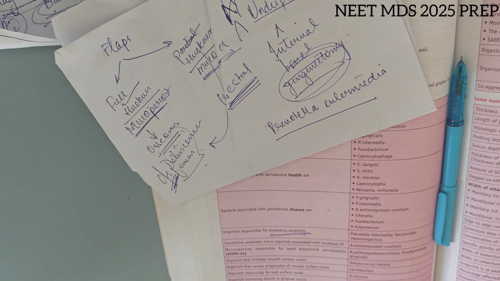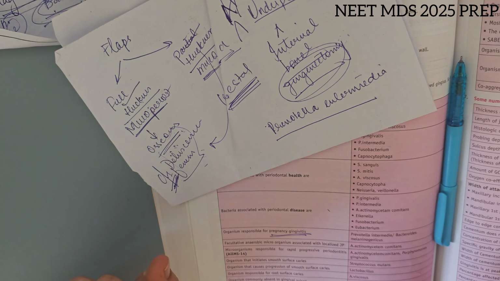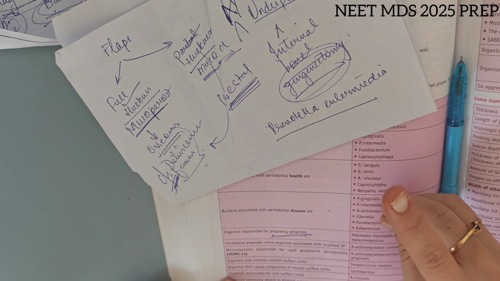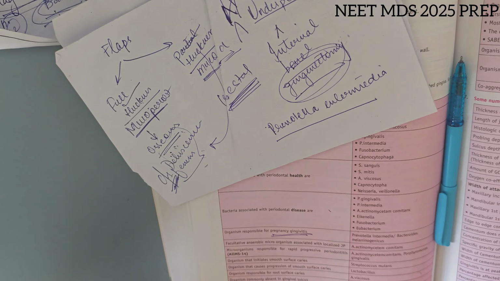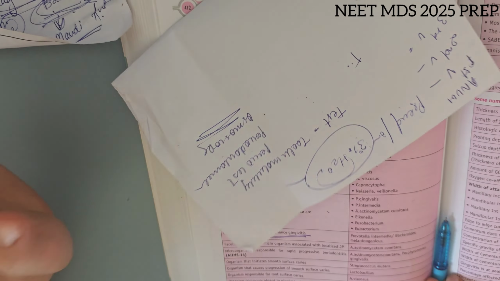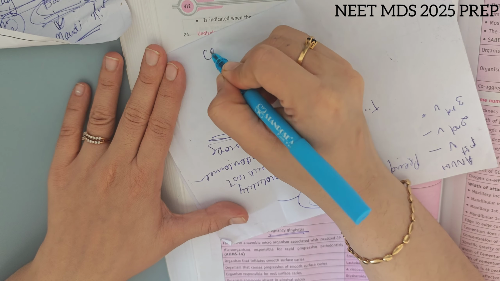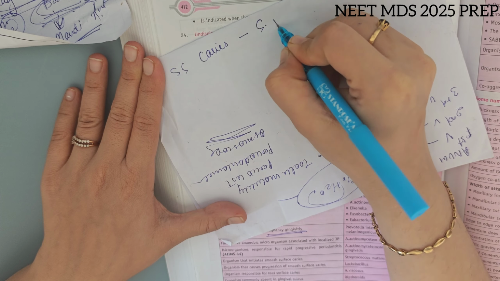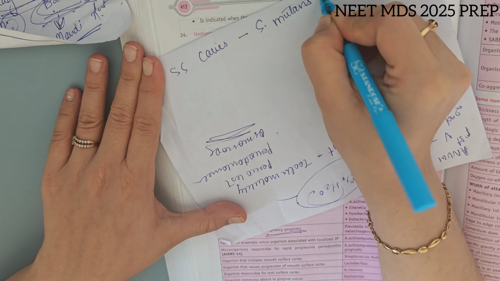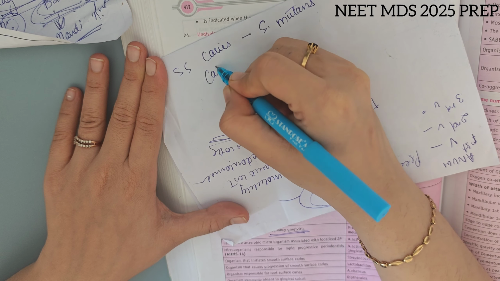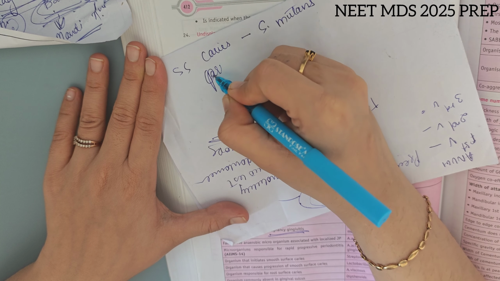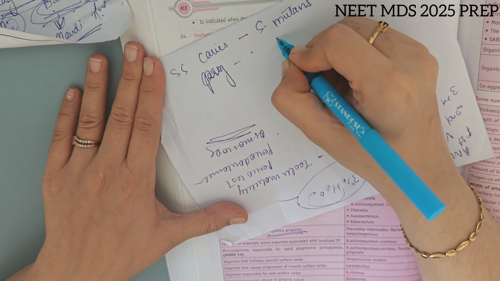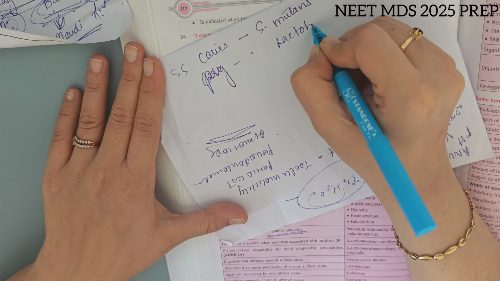Organism that initiates smooth surface caries is Streptococcus mutans. We all know this, it's very common. Smooth surface caries, Streptococcus mutans. Organism that causes progression of smooth surface caries is Lactobacillus.